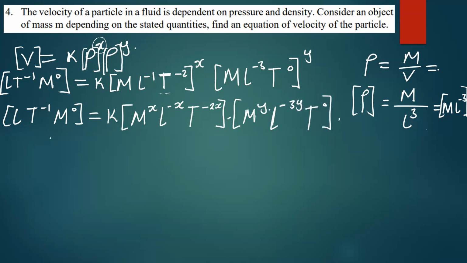So now we compare the powers. We start with the powers of L. On this side, the power of L is 1, and we say this is equal to negative x plus negative 3y. We check the powers of T. The power of T here is negative 1, and there we have negative 2x. Then the power of T in the density bracket is 0.